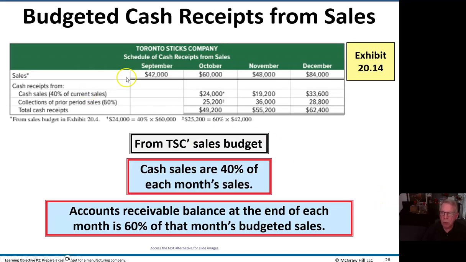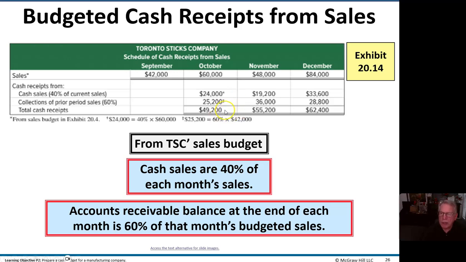All right, so here's our sales for September, October, November, and December. And how do we receive our cash receipts? We get 40% of the current month's sales in that month. So I'm going to take, in this case, 40% of $60,000 to get $24,000.